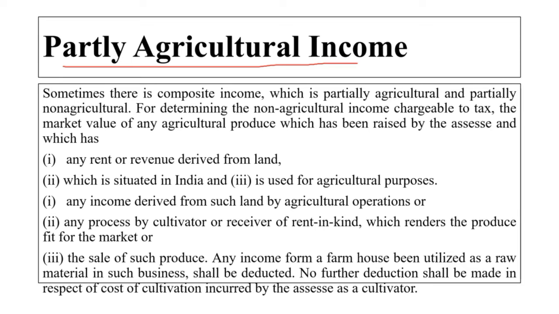any income derived from such land by agriculture operation or any process by a cultivator or receiver of rent in kind to render produce fit for the market, or the sale of such produce, any income from farmhouse, being utilized as a raw material in such a business shall be deducted, which we have learned in a previous slide. It is treated as agriculture income. I have explained this.